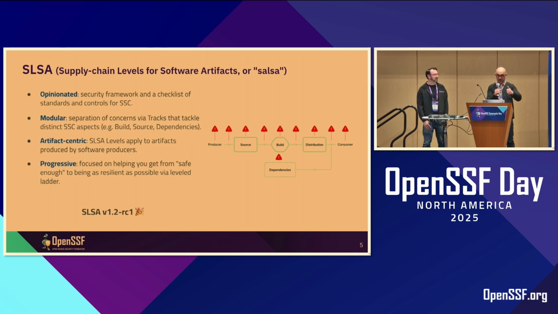Secondly, it's modular. As you can now see, SLSA initially started as the build track. That's what everyone associates it with. But as you can tell now, there is already a source track and now there is a dependency track, right? So sort of trying to achieve separation of concerns and cover different aspects of supply chain security, right?